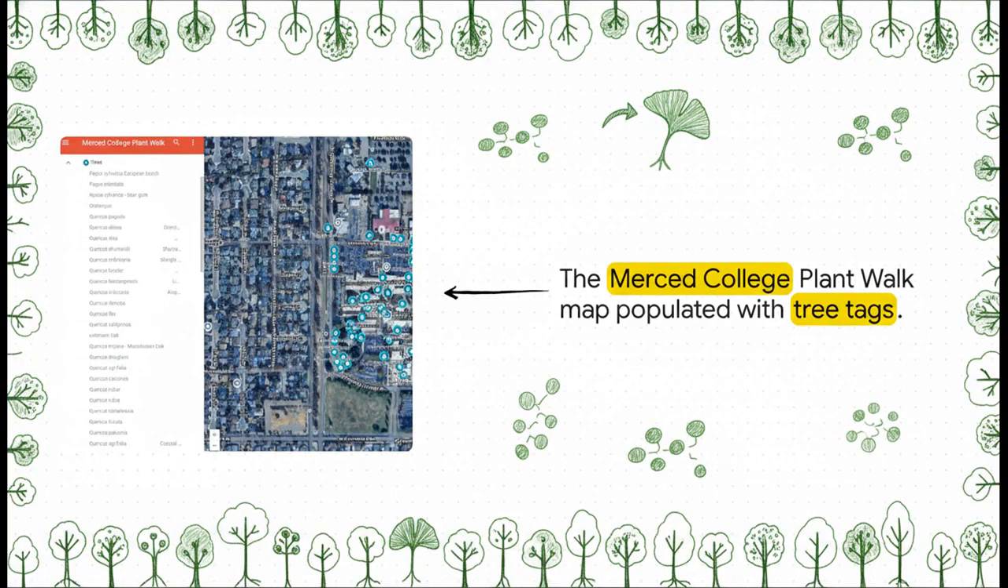The Merced College Plant Walk is a brilliant illustration of what a successful, living database looks like. Just look at the sheer density of those green tree tags mapped out across the campus. This isn't some static map filed away in a drawer collecting dust. No, it's an ongoing, living system tracking thousands of trees. We're talking everything from Quercus agrifolia, our coastal live oak, to the Ginkgo biloba. Every single data point represents a plant that was botanically identified by students right out there in the field.